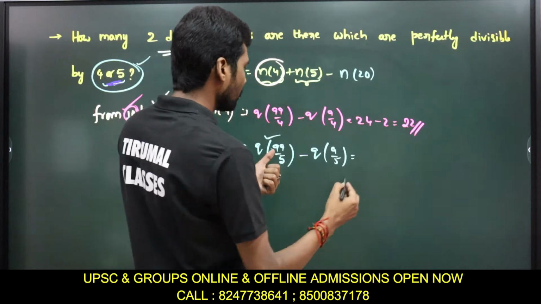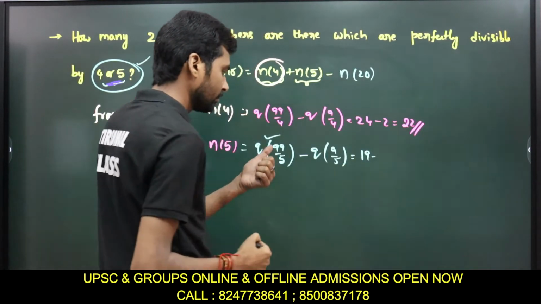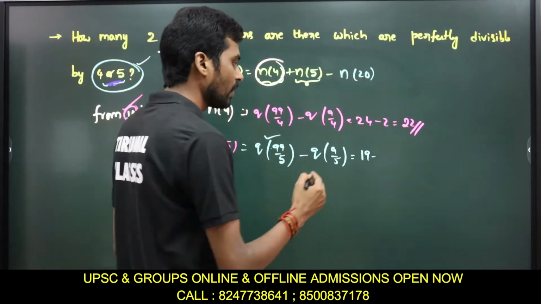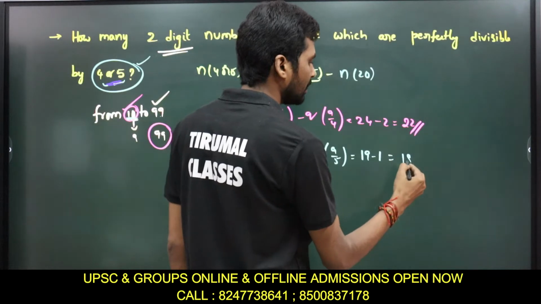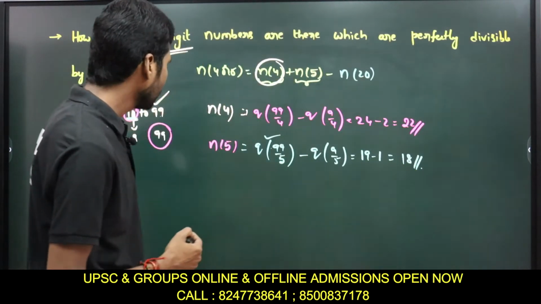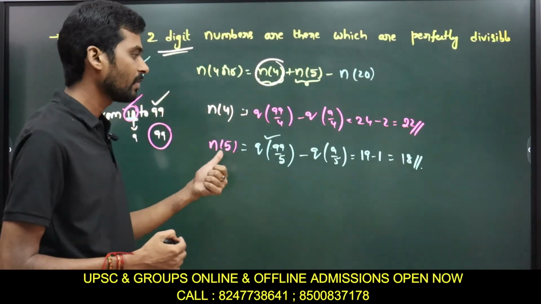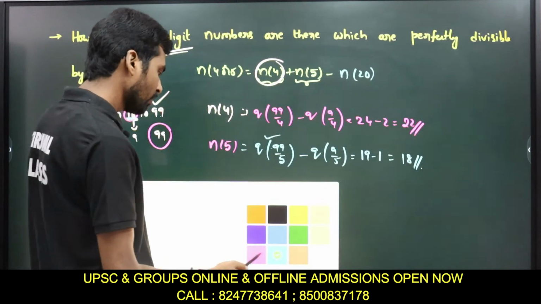Which means 99 by 5 gives 19, since 19 times 5 is 95. Then 9 by 5 gives 1. So 19 minus 1 is 18. The two-digit numbers which are divisible by 5 are 18. Now I'll go for another one.